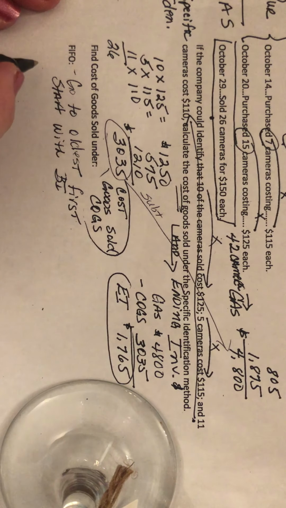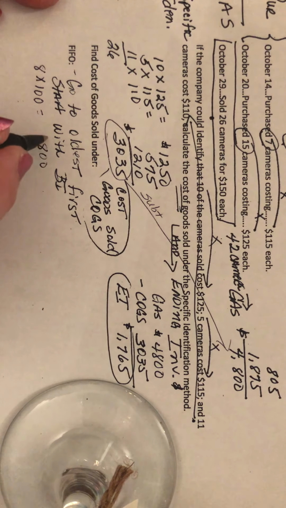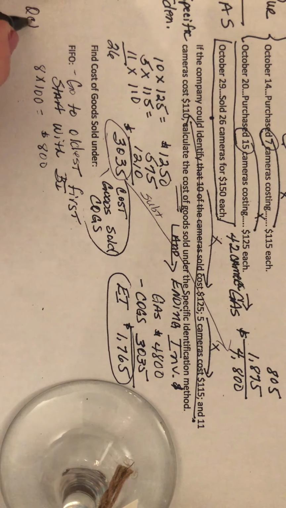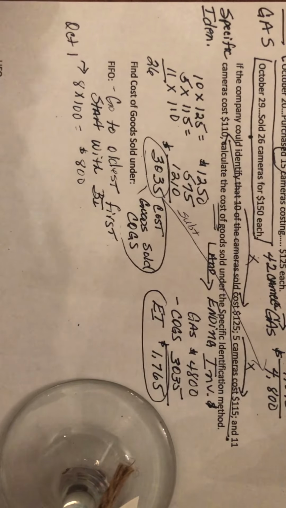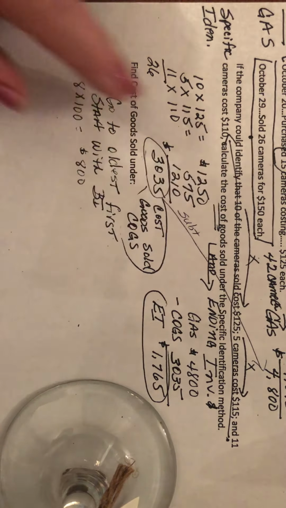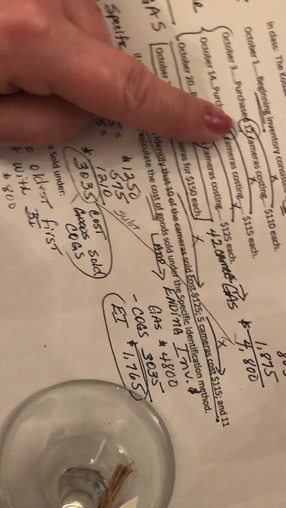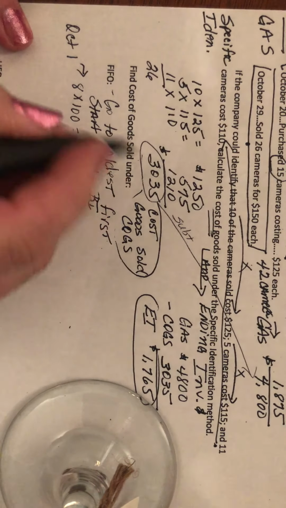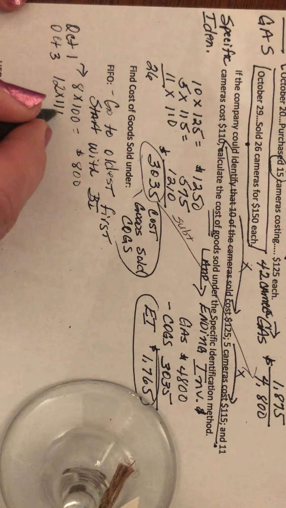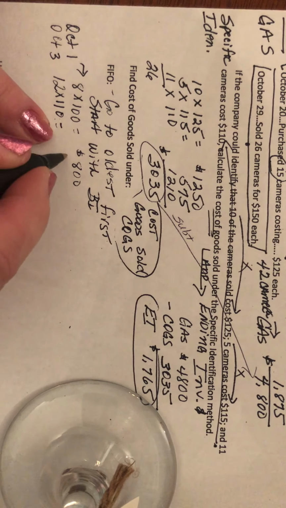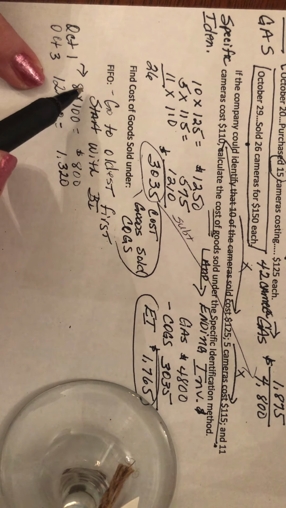We have 8 at 100, and that's going to be $800. Now remember, we're getting cost, so we go to October the 1st to begin with. Okay. And then we need some more cameras. So we go here to October the 3rd. We want to take all of those cameras that cost us $110. That's going to be $1,320. Now keep track of how many cameras you have. 12 plus 8 is 20.